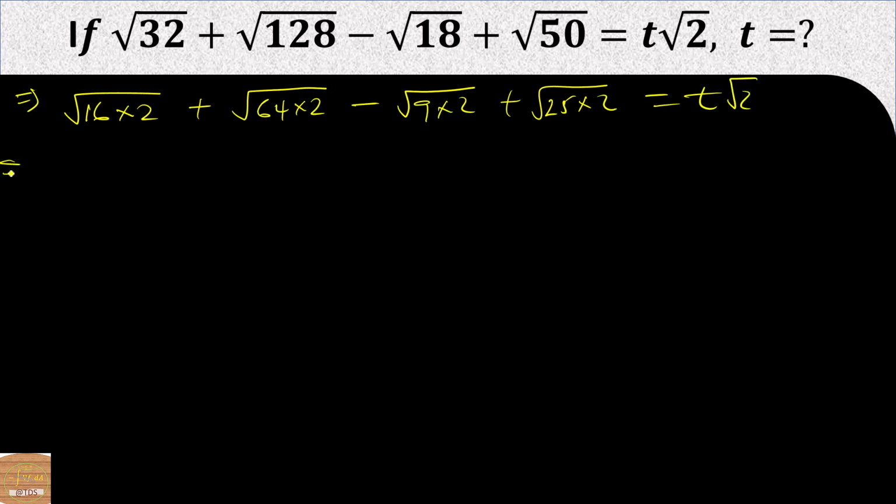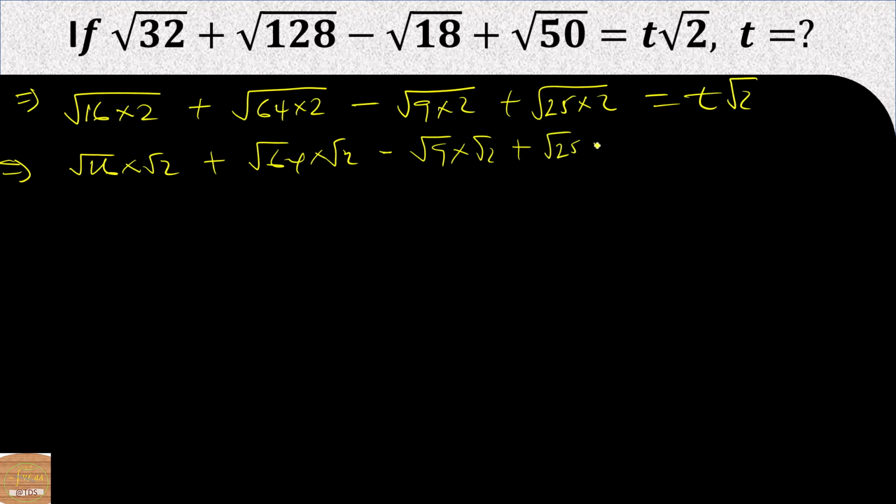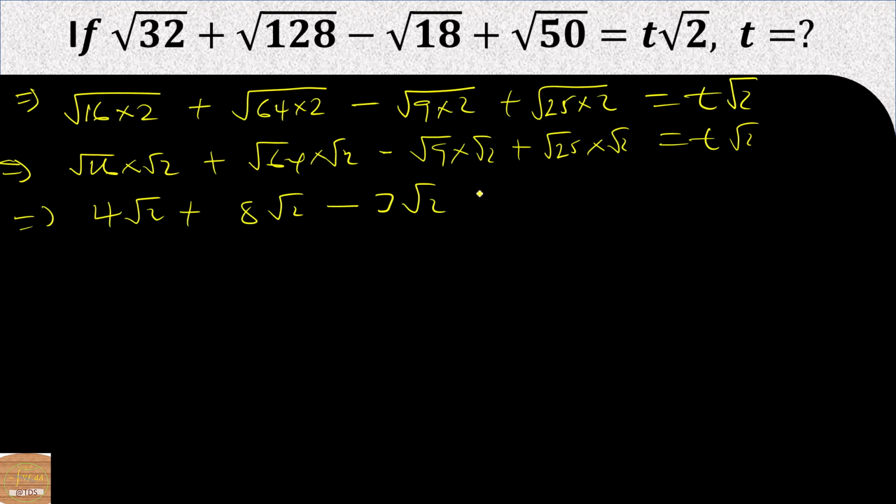Let's follow the process. So we have 16 times √2 plus 64 times √2 minus 9 times √2 plus 25 times √2. All right, so this side will be 4 with √2, so 8√2, 3√2, plus 5√2, t with √2.